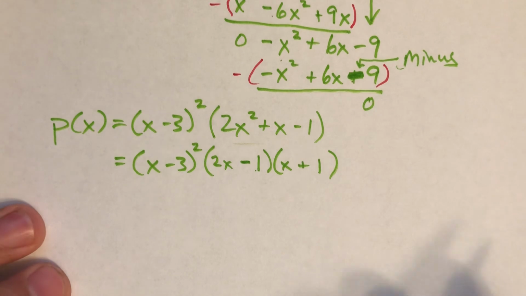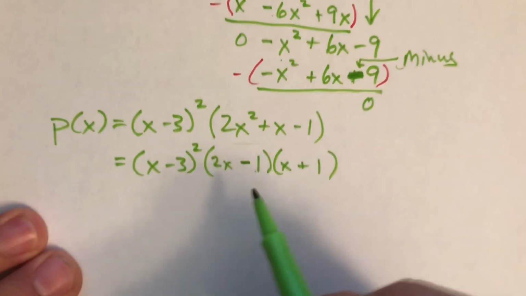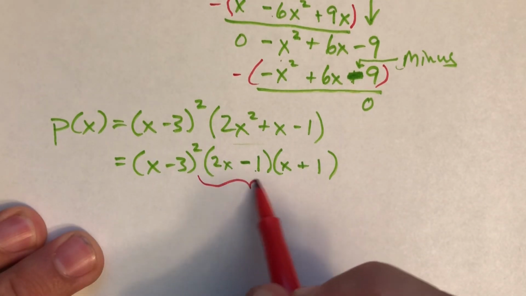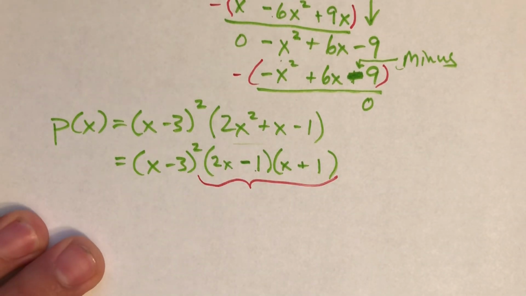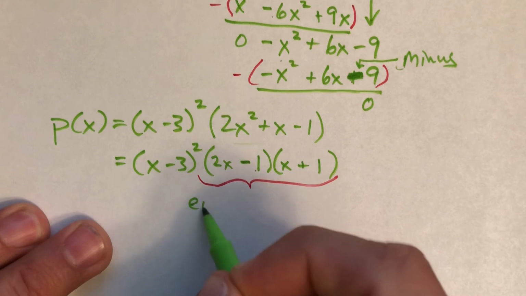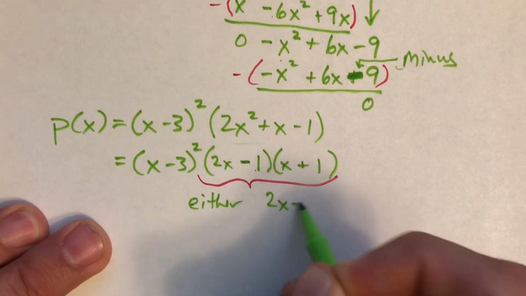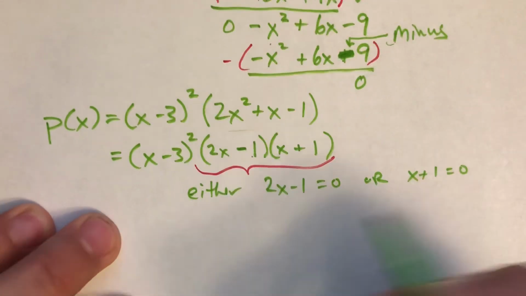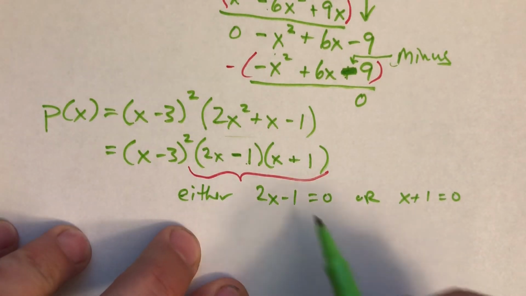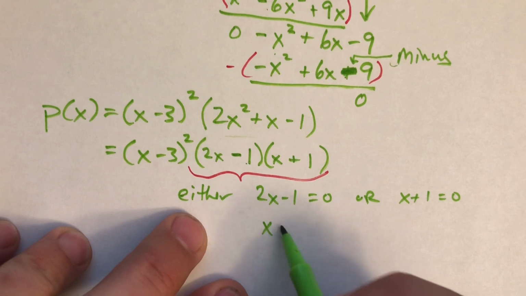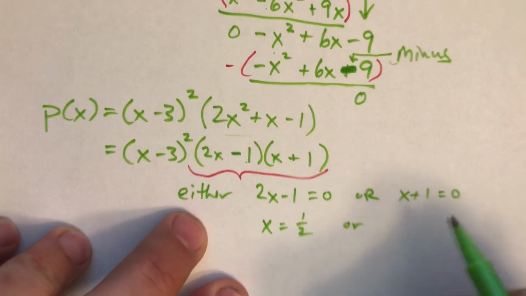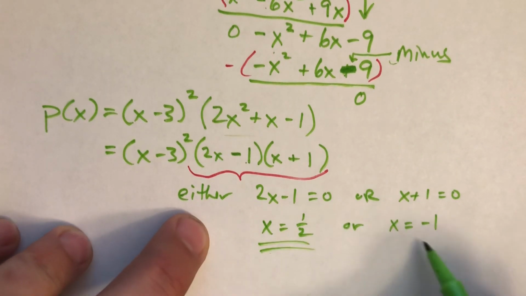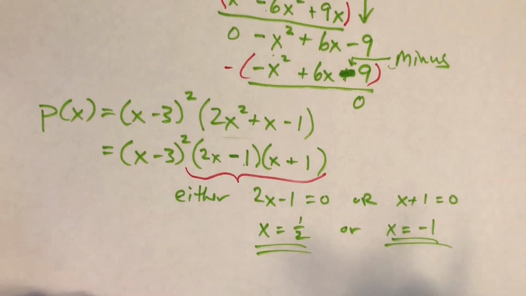So the other zeros are going to come from this. So either 2x minus 1 equals 0, or x plus 1 equals 0. So we can solve these really quickly, right? Add 1 and divide by 2, x is 1/2. Or we can just subtract there, x equals negative 1. So there are your other two zeros.